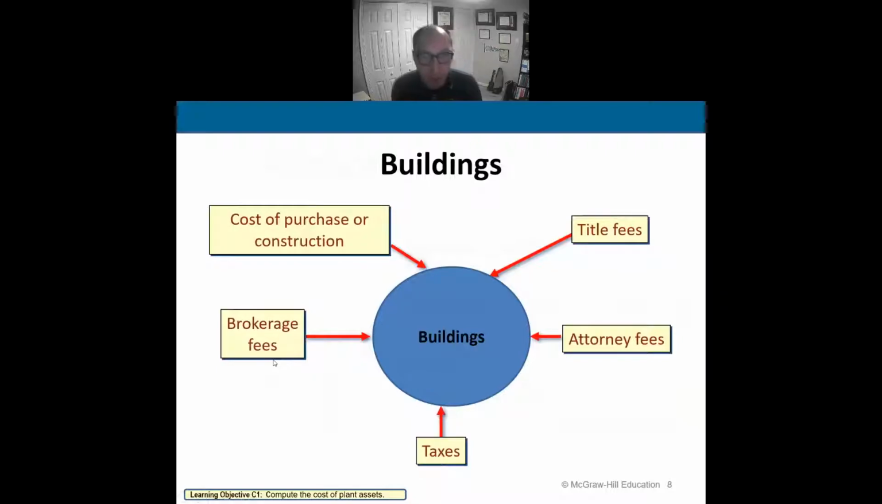whatever it may be. For buildings, it's the cost of purchasing the building, or if you're building it, cost of construction, plus titling fees, plus attorney fees, plus taxes you got to pay on it, plus brokerage fees. All these things, you add all these together to equal the total cost of acquisition for your building.